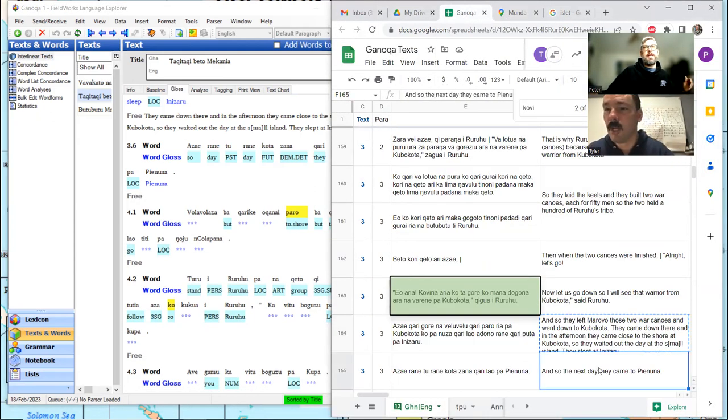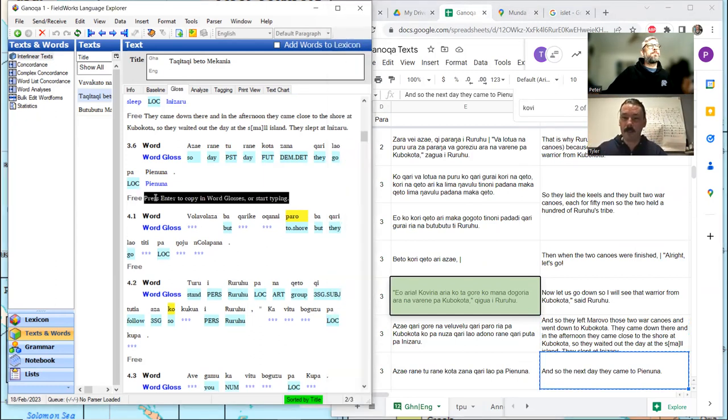Mm-hmm. So the next day. Next day, rane tu rane. Okay, one day complete, next day. All right, so we are liking kind of a perfect or past meaning there still. One day was completed, and then a day means the following day, is what I take that to be.